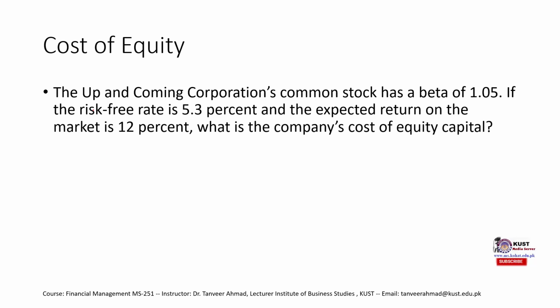Okay, next example. The Up and Coming Corporation common stock has a beta of 1.05. If the risk-free rate is 5.3% and the expected return on the market is 12%, what is the company's cost of equity? Now again we need to find the cost of equity, but in this case we have been given the data for the CAPM model, so we are going to apply the CAPM model. We have the beta, the market return and the risk-free rate, so we can apply the CAPM formula.